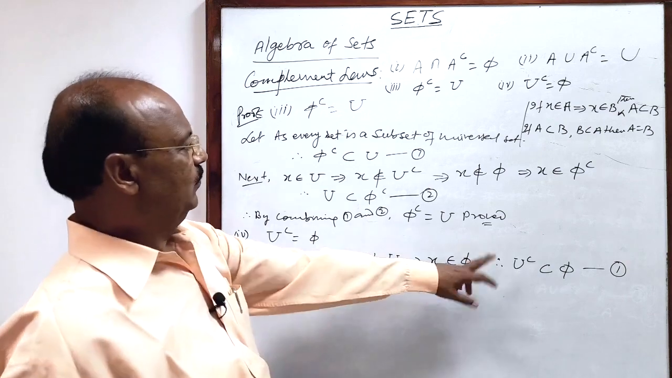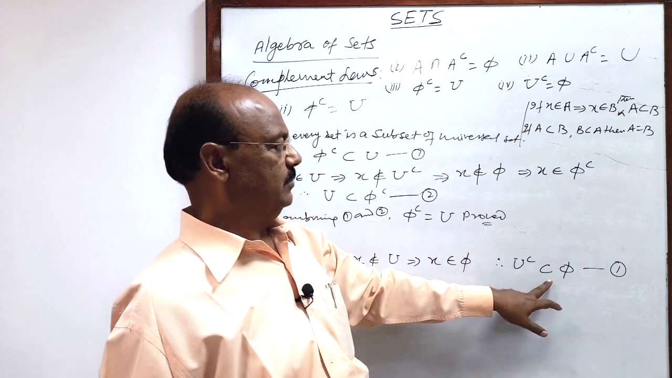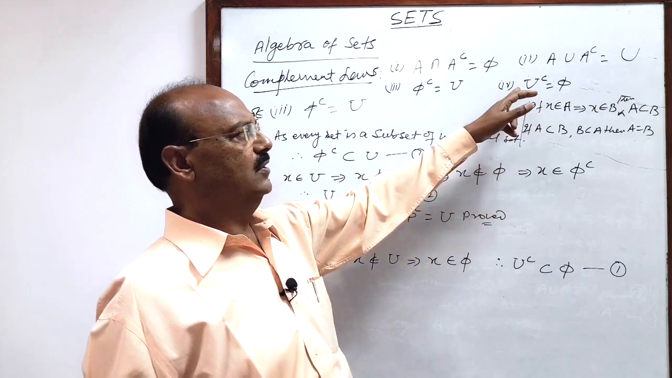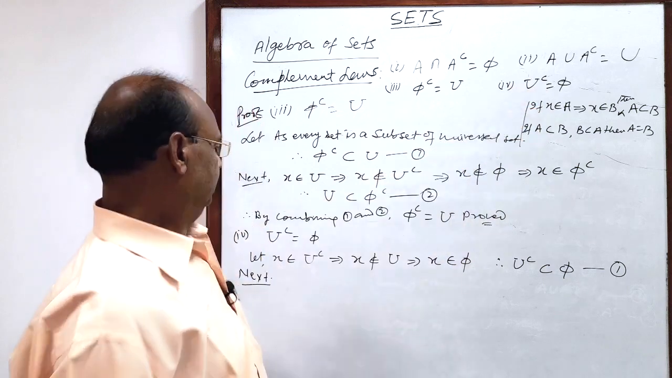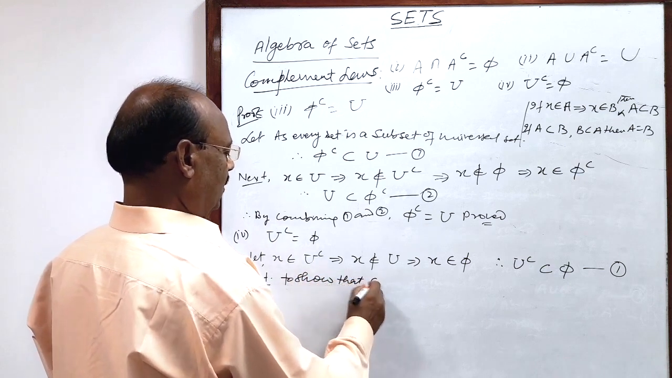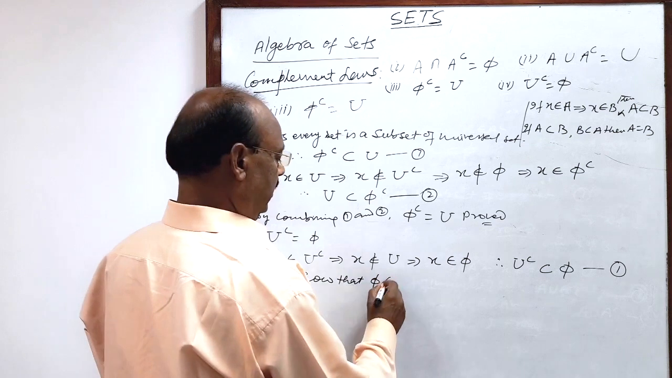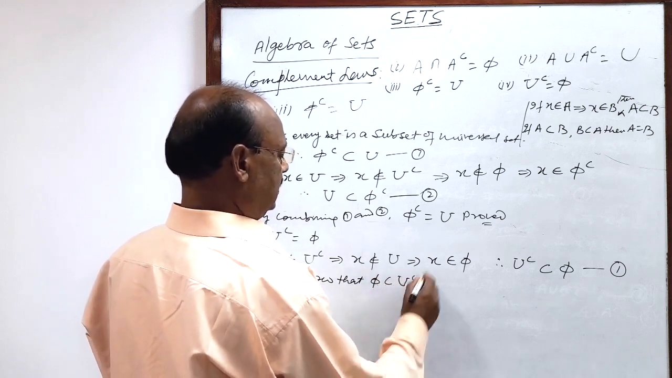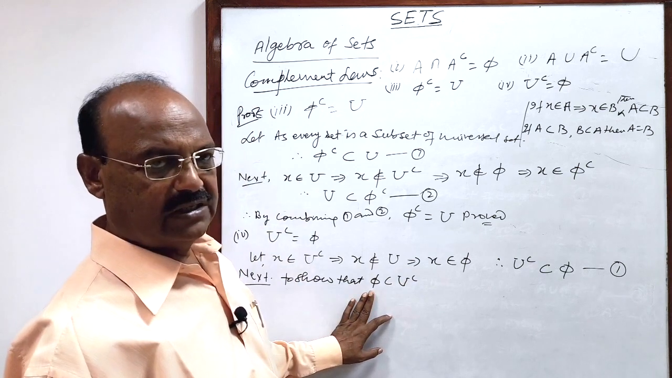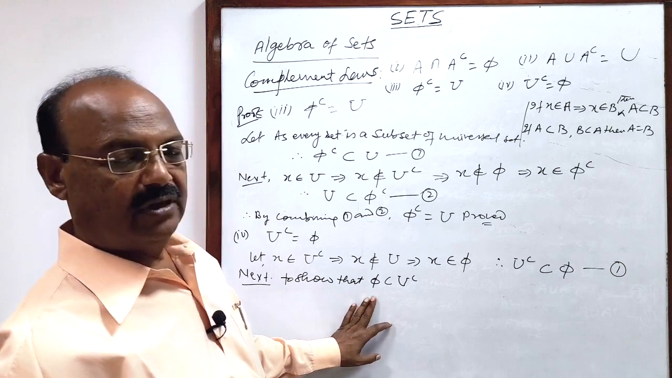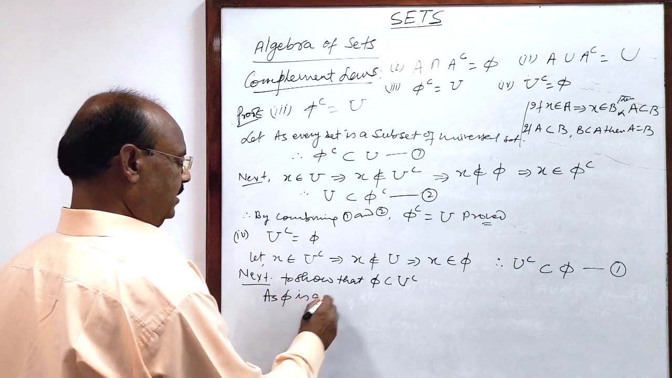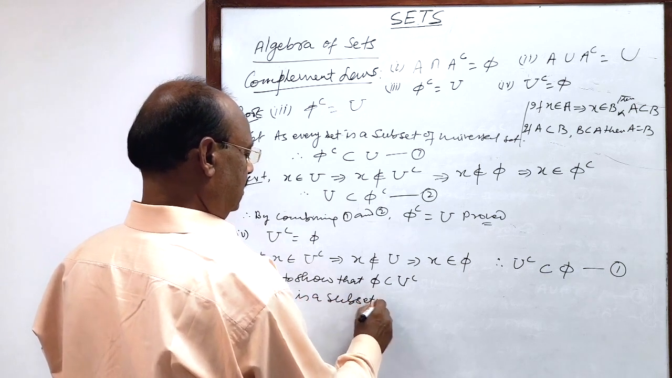Next, here we have shown that LHS is a subset of RHS. Now we will show that RHS is a subset of LHS. So here we have to show that RHS, the empty set, is a subset of the universal complement. By the property of the null set, the null set or empty set is a subset of every set.